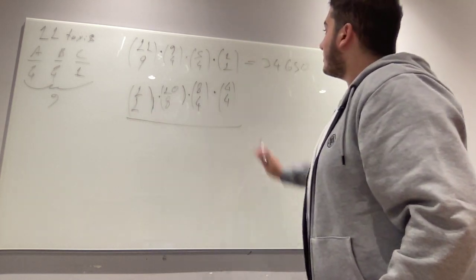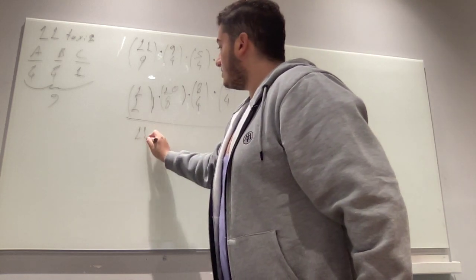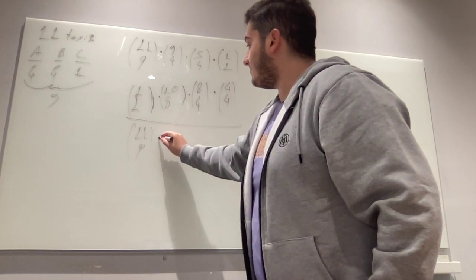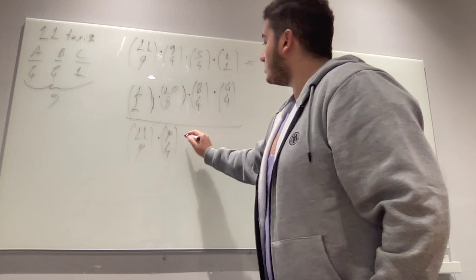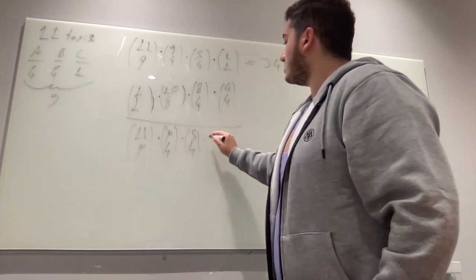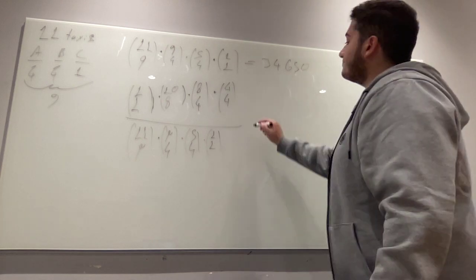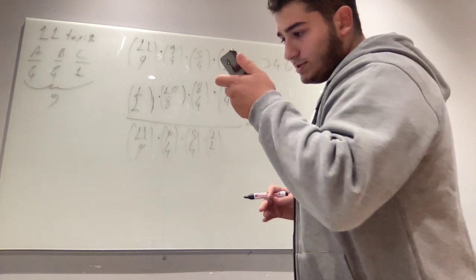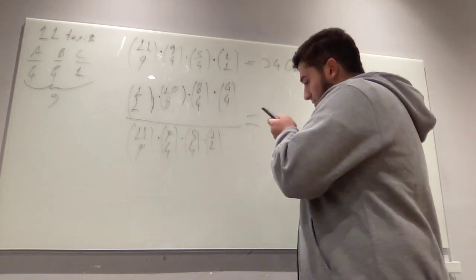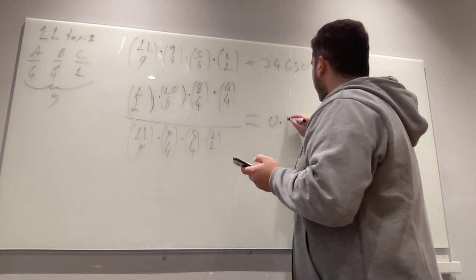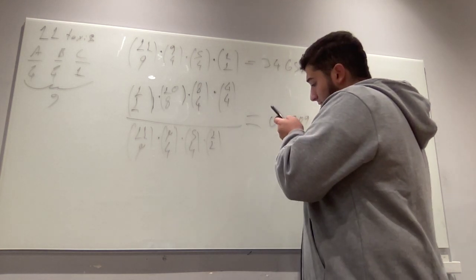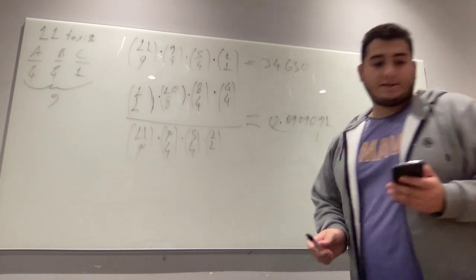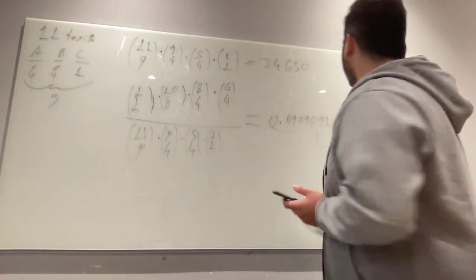Favorable outcomes over possible outcomes. 9 choose 1, which I've calculated in the first part of the first question. 9 choose 4, 5 choose 4, 1 choose 1. That's equal to 0.0909, which is the probability. That's how to solve the first question. That's the second one.